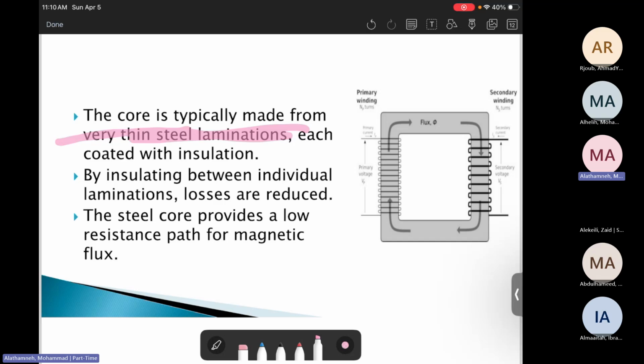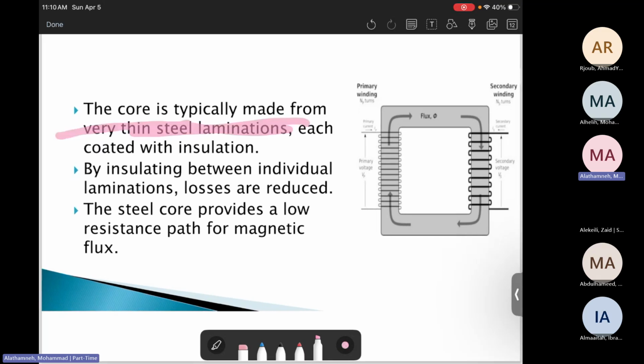That's the best scenario. With insulation between the individual laminations, losses are reduced. The steel core provides a low resistance path for the magnetic field because it's made like slices, very thin steel laminations, I would say very thin slices of steel.